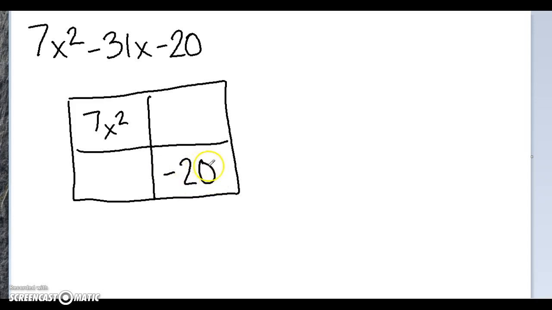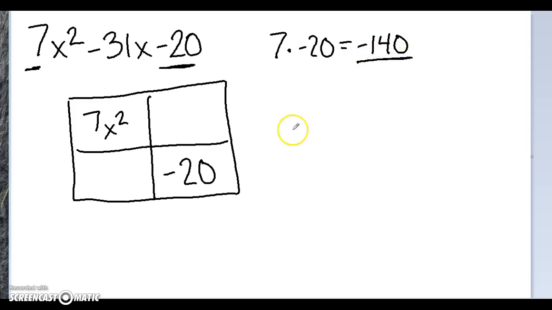In the last box, I'm going to put my last term. That's negative 20. And then to get those middle two boxes, we're going to multiply the first term and the last term and factor. So 7 times negative 20, that gives me negative 140. And just like for factoring trinomials where I don't have a leading coefficient, we're going to look for factors of this number that add to b, our middle number, which is negative 31 for this problem. So again, if you see factors of negative 140 that add to negative 31 right off the bat, go ahead and use those. If not, then start writing your factor list.